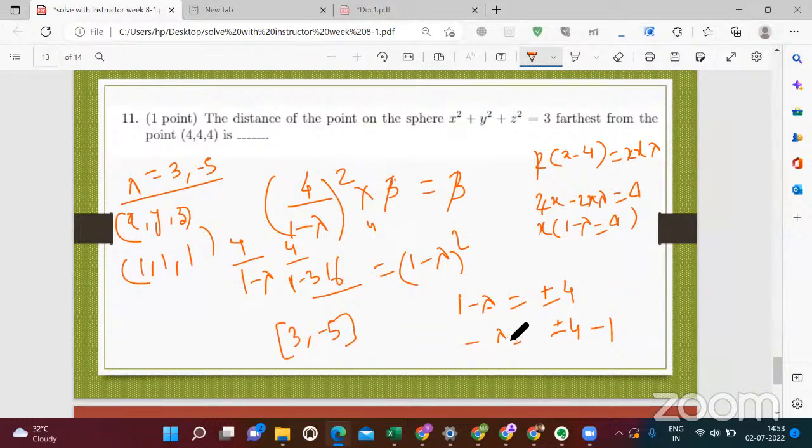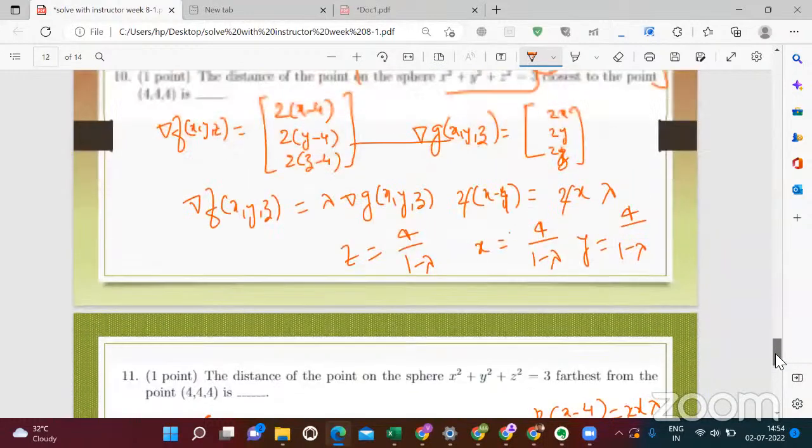Sir, how did you get 1 minus lambda? Minus 3 and 5 we will get. Yeah, okay, that is correct. So then you'll get 1, 1, 1 as 1. Somebody is asking: sir, how did you get 1 minus lambda? I'm getting 1 plus lambda.